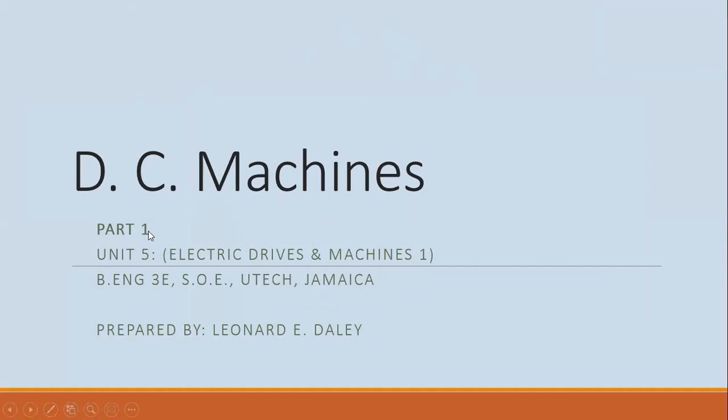Okay, so we will now begin Unit 5, and this is on DC machines. I have the lesson prepared in 3 parts, and if we are able, we may be able to do part 1 and part 2 today, and then the other part next week. But let's see how it goes.